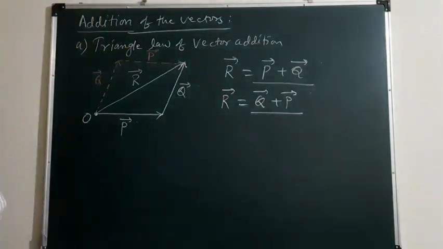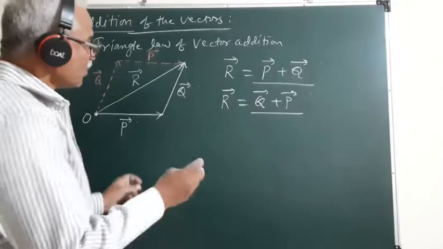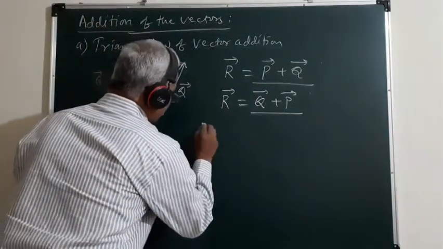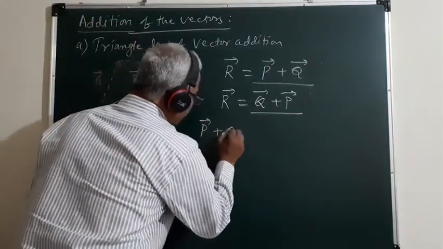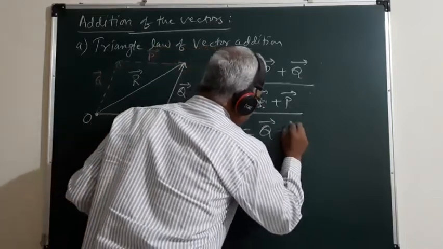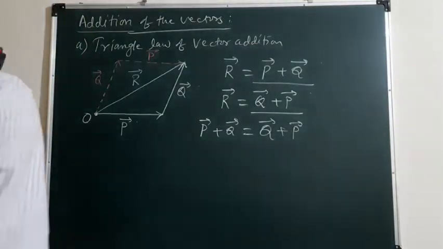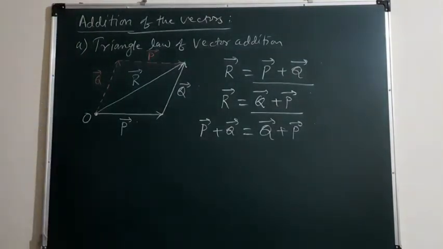So from this, what we observe is that vector addition obeys the commutative law. That is, p bar plus q bar is equal to q bar plus p bar, and this is the commutative law of vector addition.